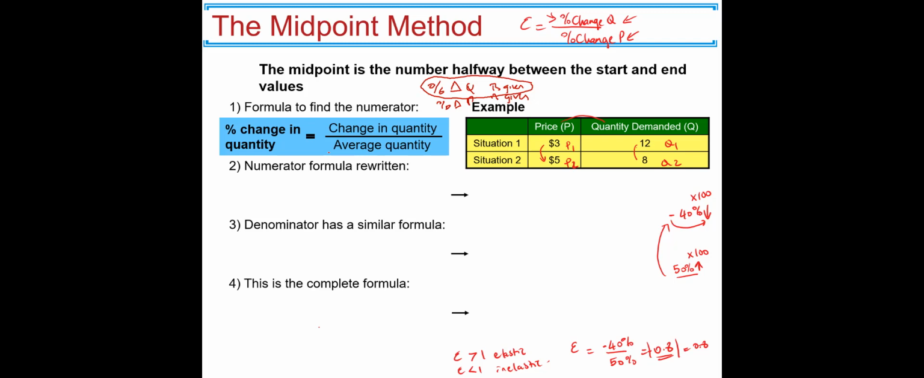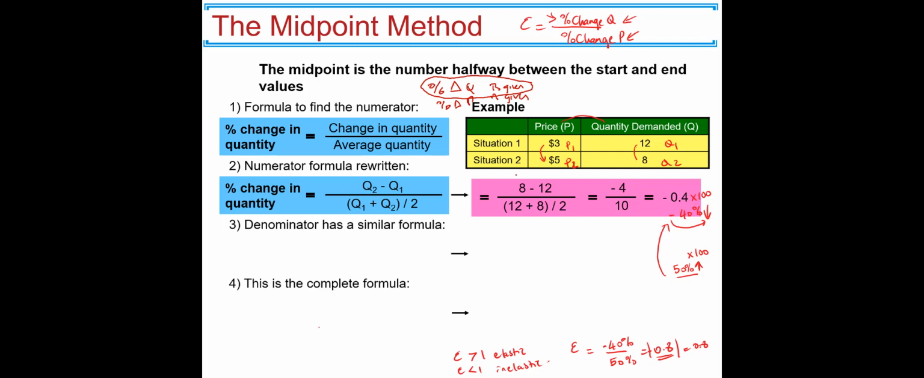So the formula to find the numerator is the change in quantity divided by the average quantity. The change in quantity is Q2 minus Q1, because when the price increases from 3 to 5, quantity drops by 4, divided by the average quantity. So let's do it. Q2 is 8, Q1 is 12, and the average is (12 plus 8) over 2, so minus 4 divided by 10, which is negative 0.4.